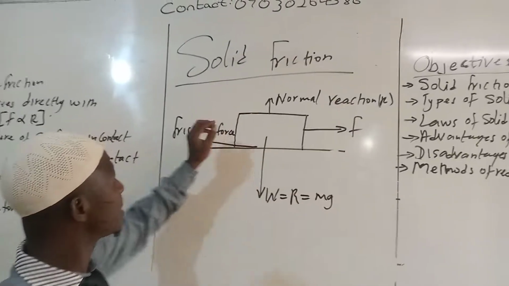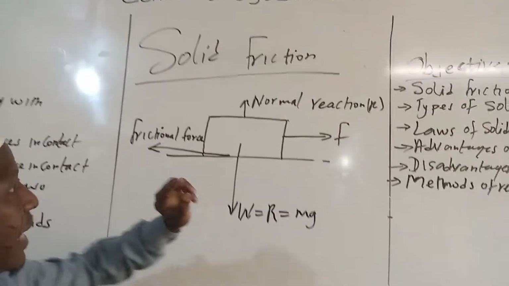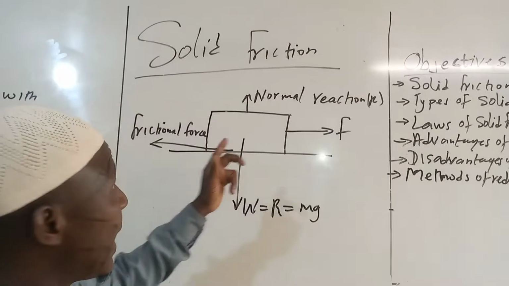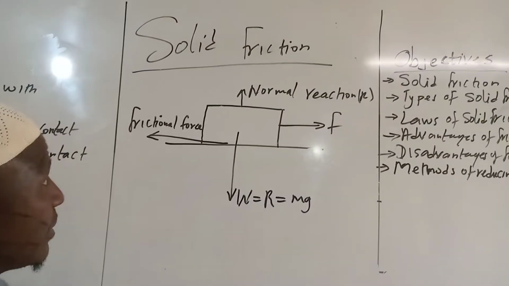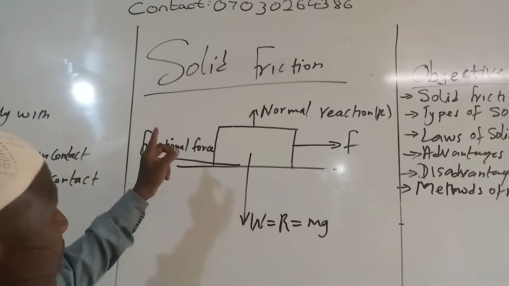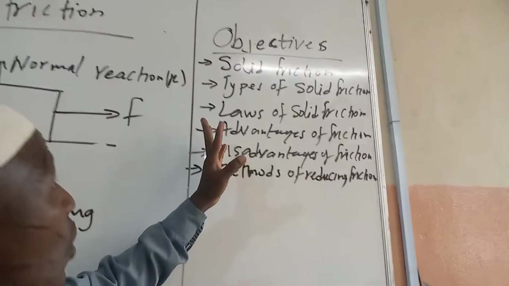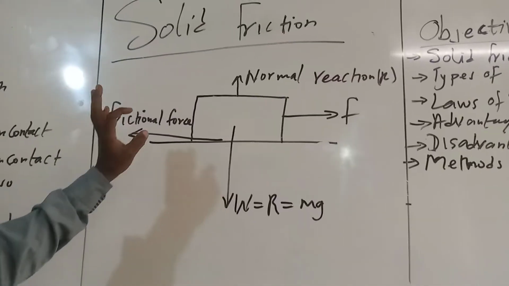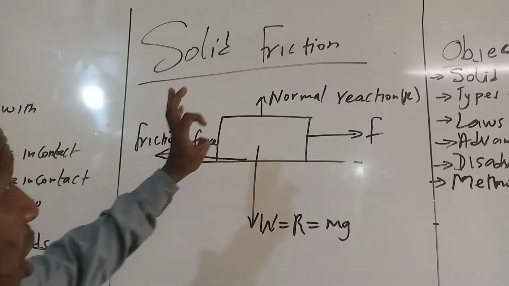For today is solid friction. I said solid friction because we have friction in other states of matter. The one in solid, we call it solid friction, but the one in liquid and gas, we call it viscosity. Now, for the sake of today's topic, we are going to deal with that of solid friction.